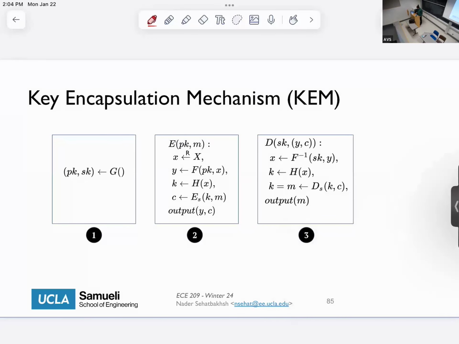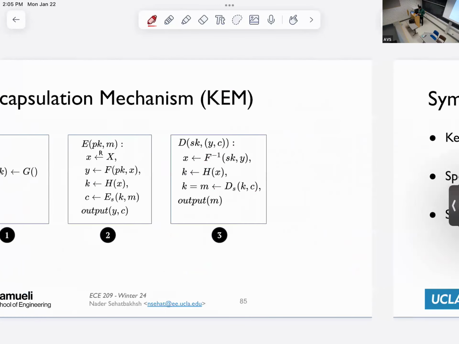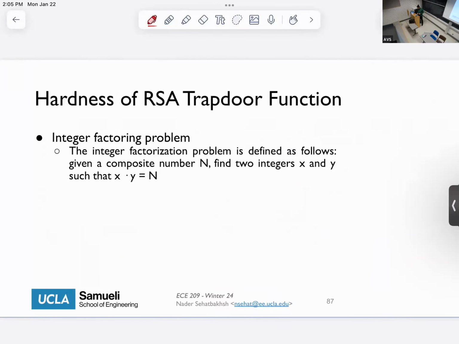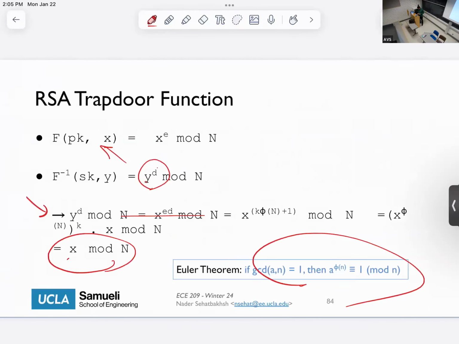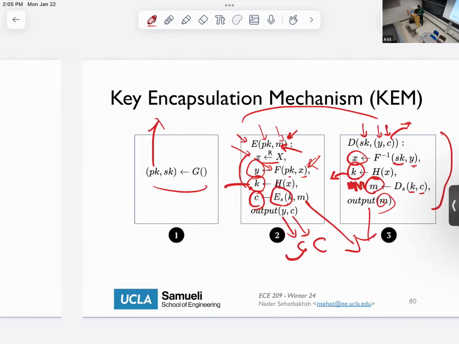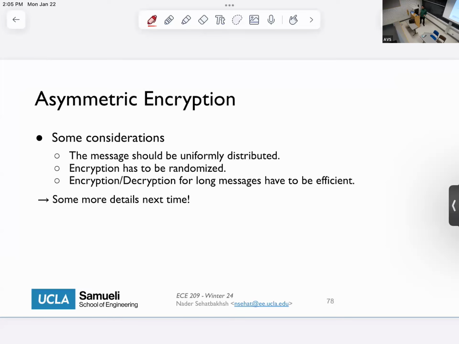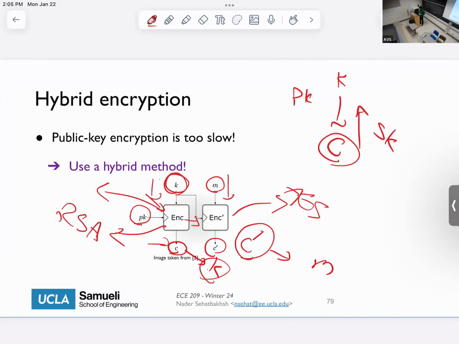Good afternoon. Last time we talked about cryptography, and I want to finish that today, hopefully. The last thing we tried to talk about: we started with symmetric encryption, and then we moved to asymmetric encryption, and the last thing was the RSA trapdoor function, and what an RSA trapdoor function is.